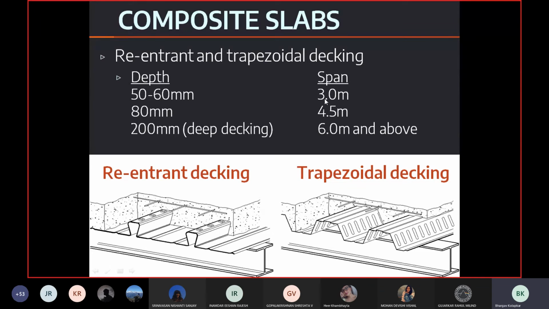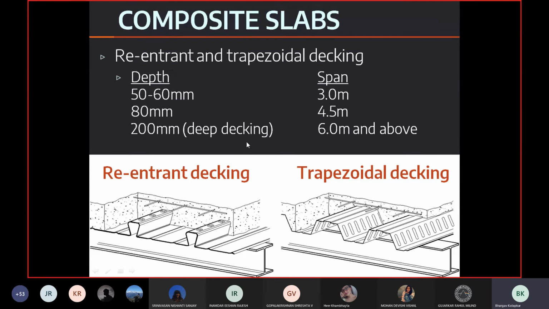I've told you before that we sort of restrict ourselves to a span of 3 meters. But in extraordinary cases, where the span is say 4 meters or more, we can go for a depth of 80 mm. And in very rare situations wherein you want to span 6 meters and above, you have to go for a deep decking, which is about 200 mm. So now you can see that this is the depth of the decking only. Then you will have concrete above it. So 75 mm concrete and so on.